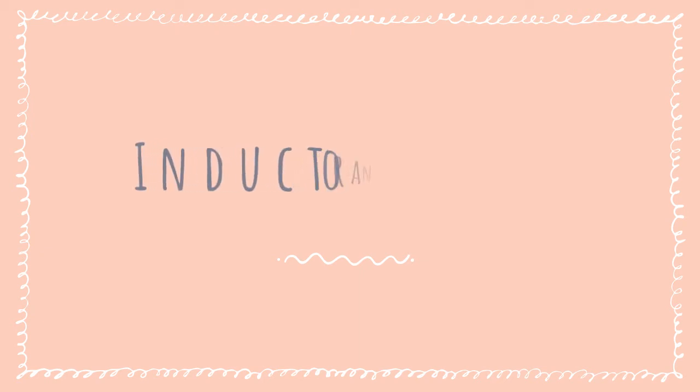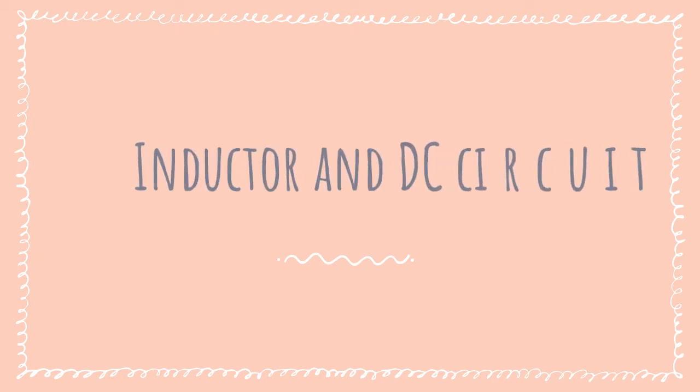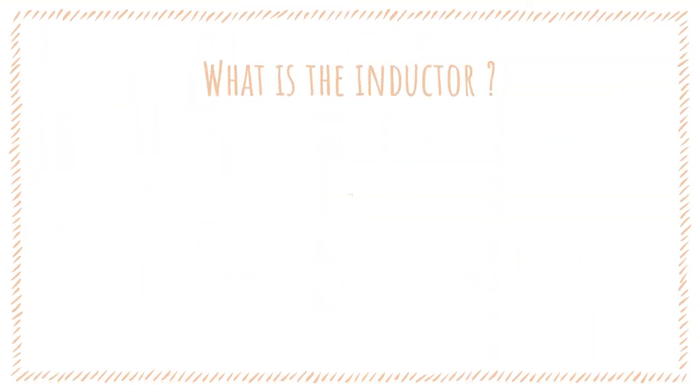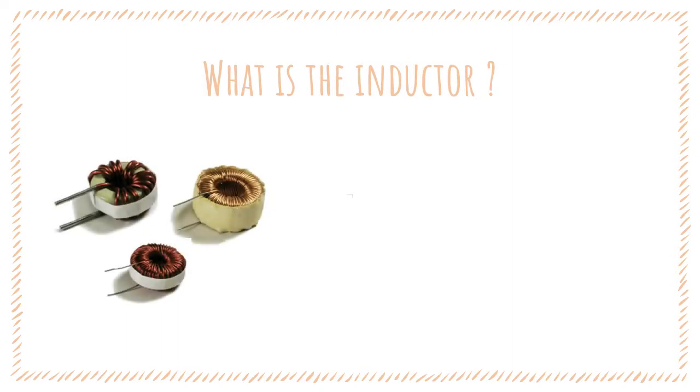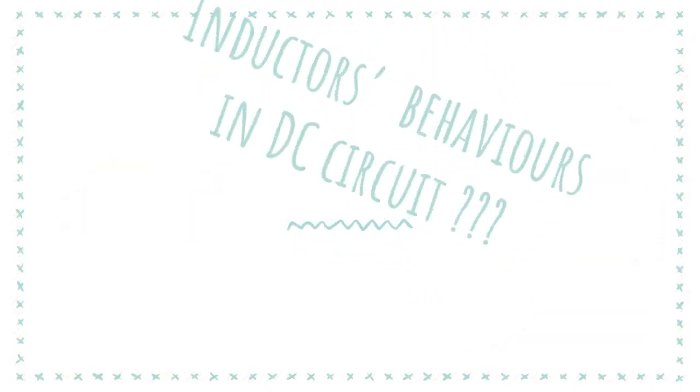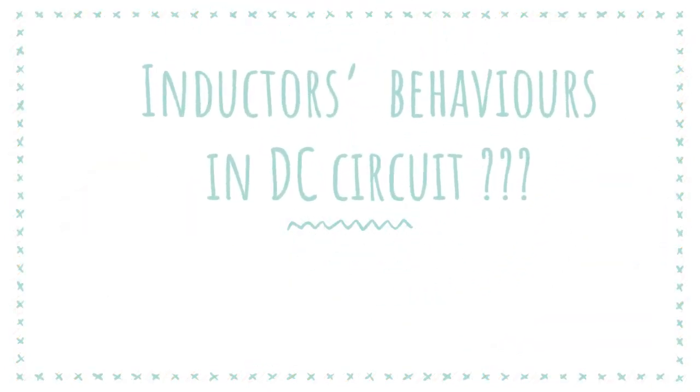An inductor, together with a resistor and a capacitor, is a basic component appearing in the majority of electrical systems in use today. An inductor is actually a coil generating a magnetic field to store energy when current is passing through it. Let's look at an example to see how the inductor behaves in a DC circuit.